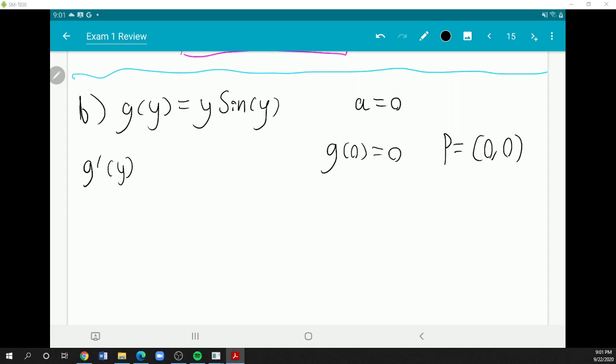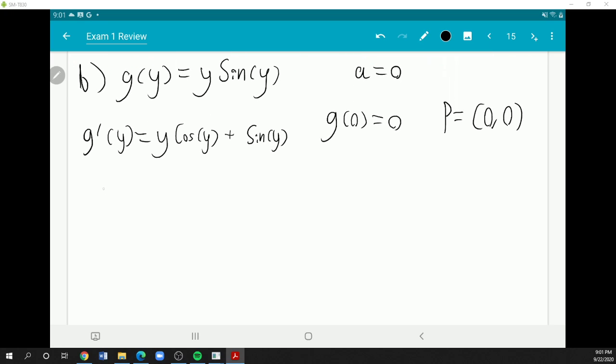G prime of y, we have to use the product rule for. Again, if you take a derivative that needs a product rule and you don't use the product rule, that's big points off. So first times derivative of the second is y times cosine of y, plus derivative of the first times the second is sine of y. So g prime of 0 is equal to 0.